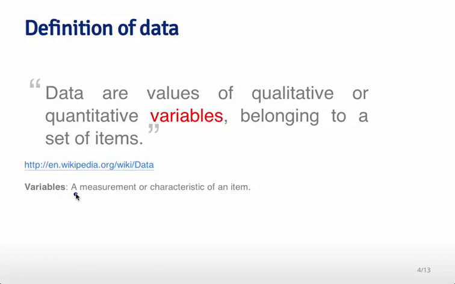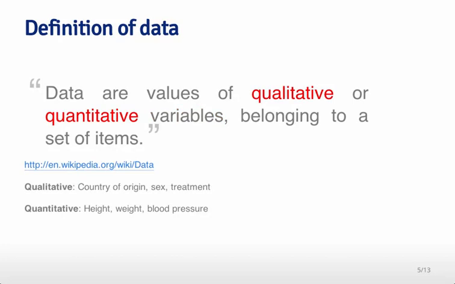Variables are measurements or characteristics of an item. So they might be measurements as in you measure the height of a person, or you measure the amount of time a person stays at a website, or they might be more qualitative characteristics. So it might be the places that the person looks on the website, or whether you think the person visiting is a man or a woman. And so you have both qualitative and quantitative variables.